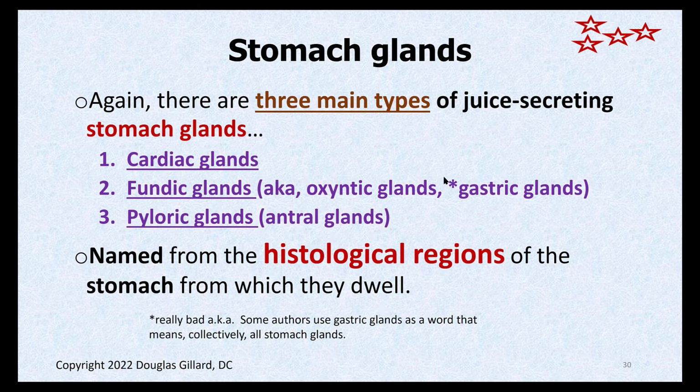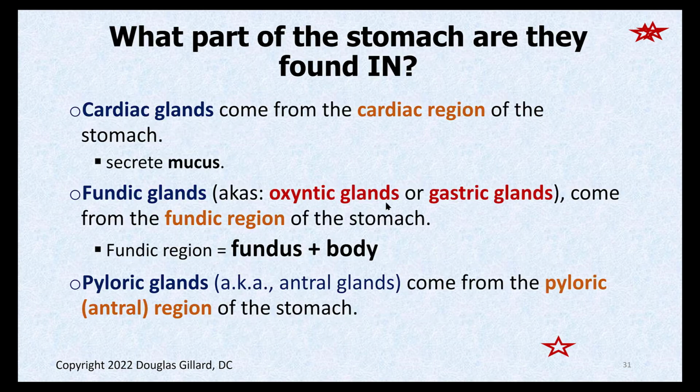So again, there are three main types of stomach glands: cardiac, fundic, and pyloric glands. We already talked about that. Cardiac glands are in the cardiac region. Fundic glands are found in the anatomical fundus and body. Remember, in pathology speak, we just say they're found in the fundic region of the stomach. Pyloric glands are found in the pyloric region, or the antral region of the stomach.